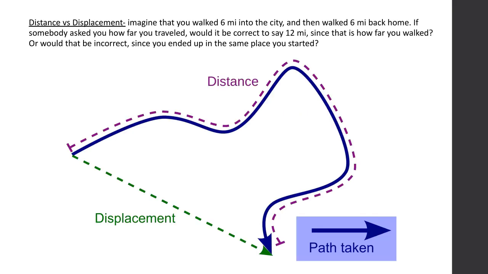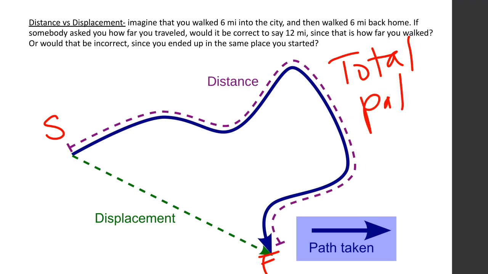So distance versus displacement. Distance is this from the start to finish, it's the total path. Now, displacement is this linear distance that goes from the start to the finish. And it also has a direction. So displacement has a direction.